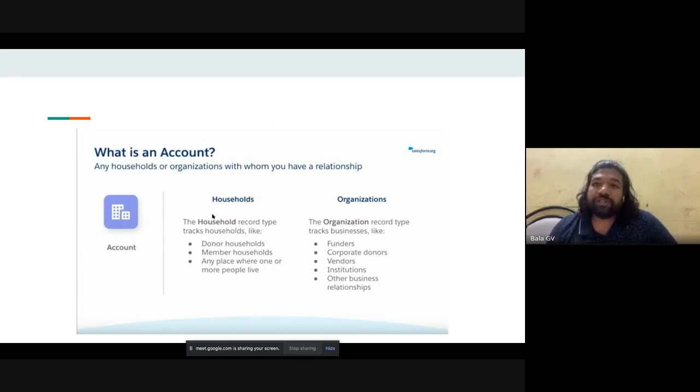Donors and member details, and their activity: when they donated, how much they donated. We can track the activity, and we can also automate it. We can wish them on their birthday, and if a donor donates every year on a particular date, NPSP will tell us, hey, this person is a recurring donor, so we can approach them.